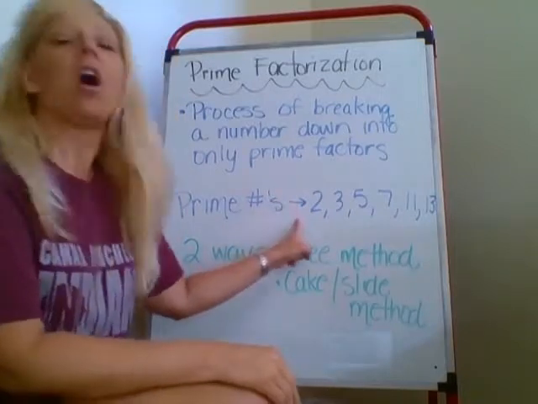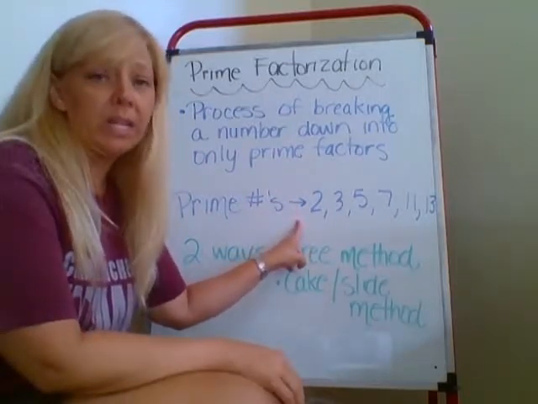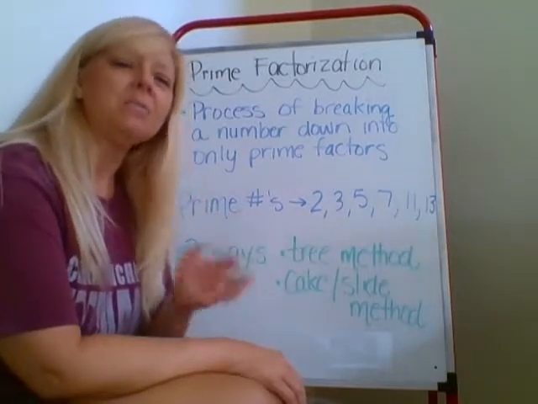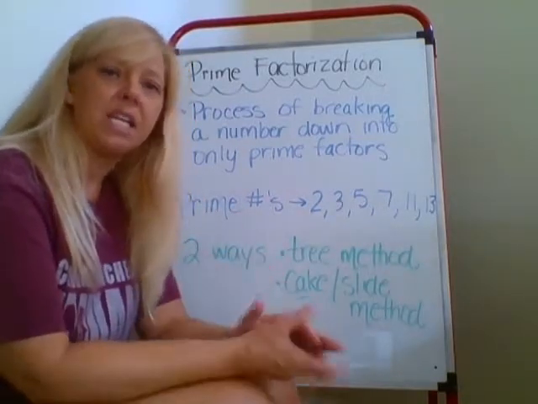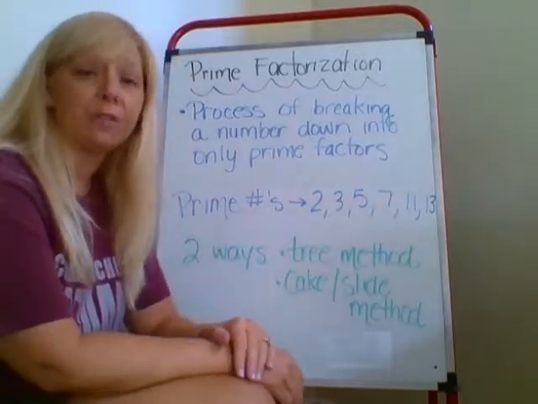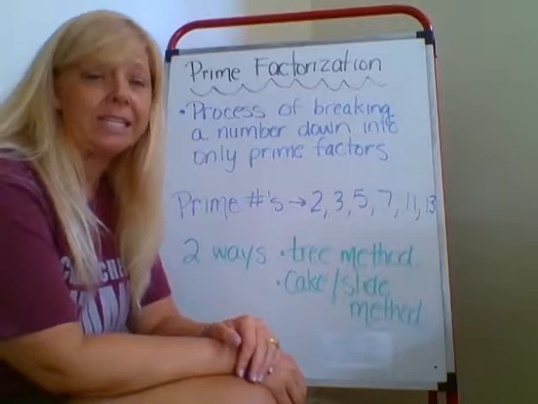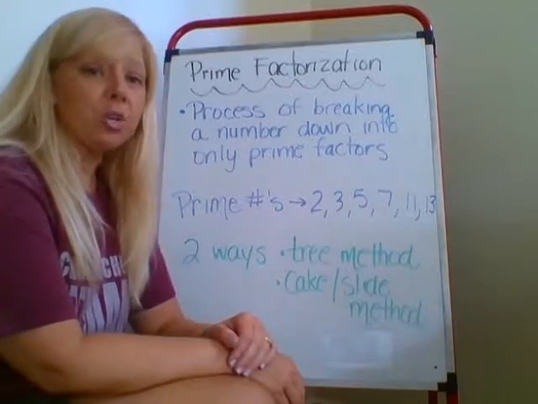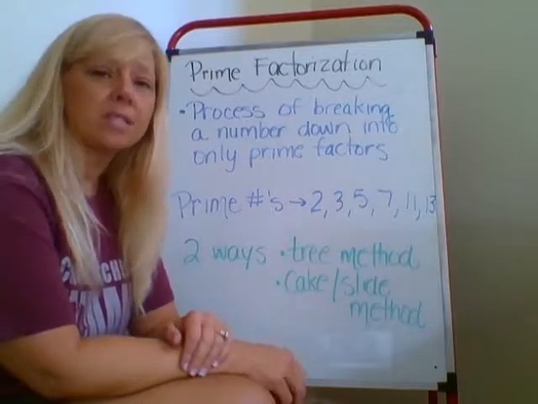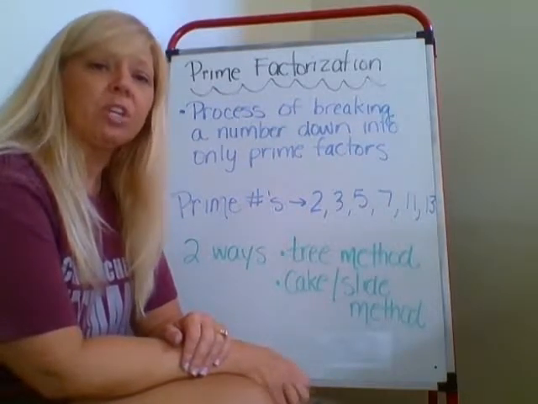So remember, our sixth grade prime factors that we really need to worry about are 2, 3, 5, 7, 11, 13, sometimes 17, sometimes 19. But for the most part, these six numbers are going to be your friends for prime factorization in sixth grade. There are two ways to find it, using the tree method and using the cake or slide method. So I'm going to be showing you both ways.